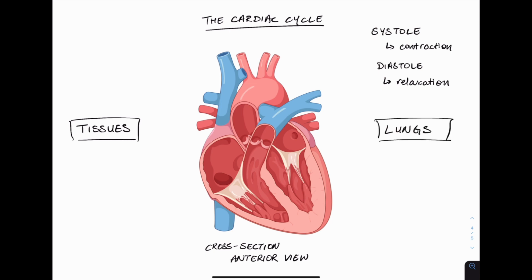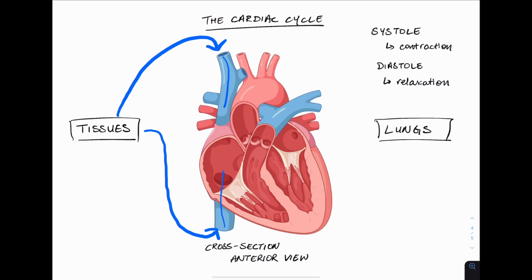Let's do it. Starting again at the tissues are going to deliver that blue deoxygenated blood to the right atrium via the superior and inferior vena cava. During diastole, whilst the heart is relaxing, this blood will largely passively flow to the right ventricle. During systole then, when the heart contracts, the right ventricle then pumps this deoxygenated blood up the pulmonary trunk to the pulmonary arteries to deliver it to the lungs.